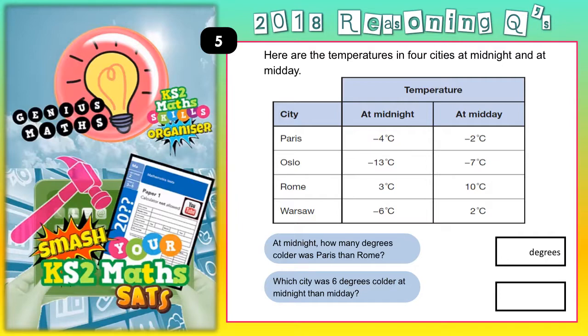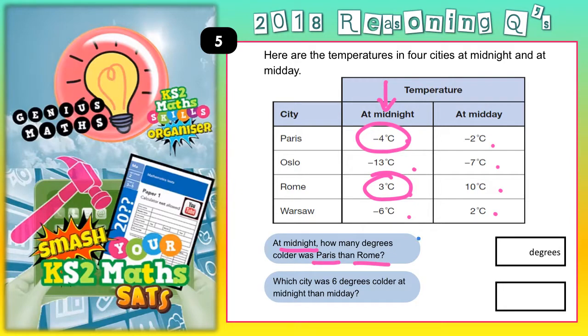Now the first part of the question says, at midnight, how many degrees colder was Paris than Rome? With a question like this, you're always given a table of information. We've actually got 1, 2, 3, 4, 5, 6, 7, 8 pieces of information there, but we are unlikely to need all 8. So it's very important that we choose which bits of information we're actually talking about. This question is talking about midnight, so we need to look at the midnight column, and pick out the 2 cities we're talking about, which is Paris and Rome. Paris is minus 4 degrees and Rome is 3 degrees.